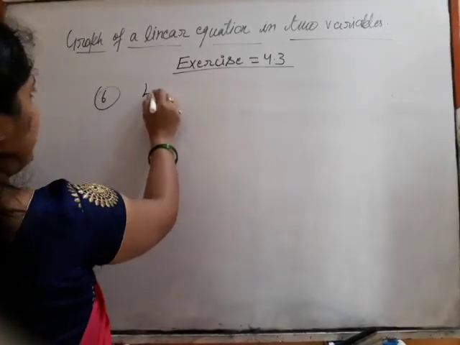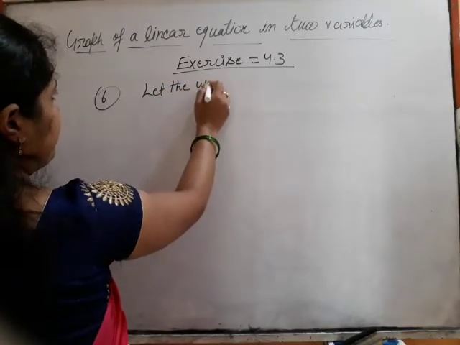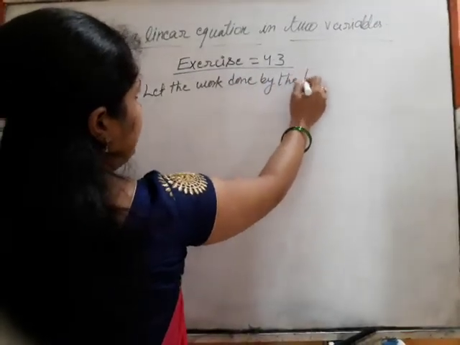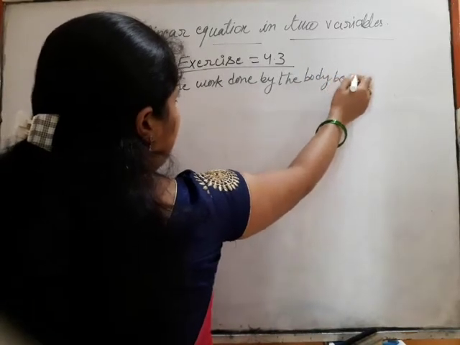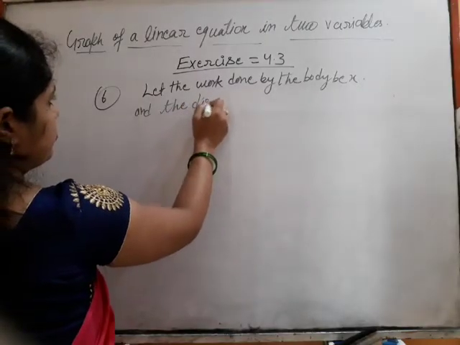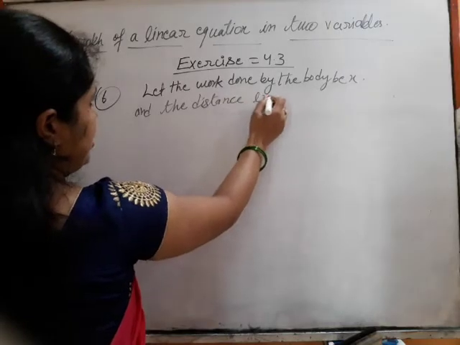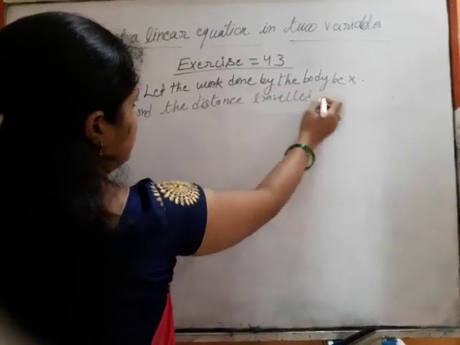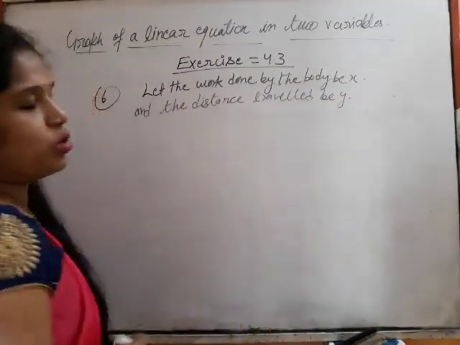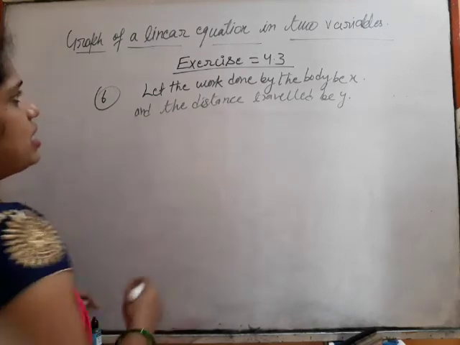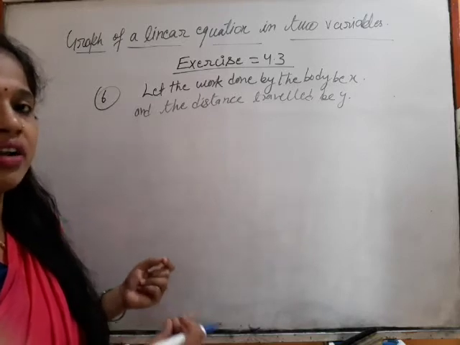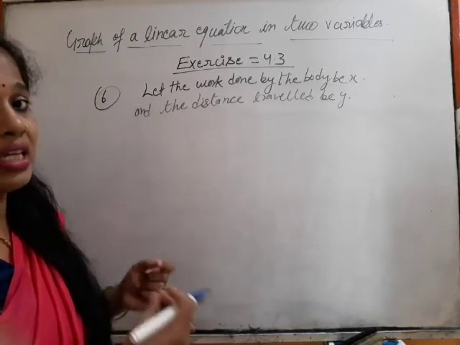Okay, so you write, let the work done by the body be x and distance travelled be y. So work done is directly proportional to the distance travelled. Okay, always work done is counted on the basis of the distance travelled. If the distance travelled will be 0, okay, so work done also will be 0.